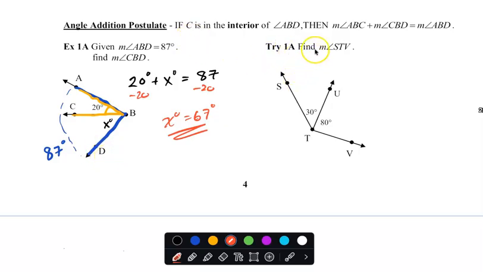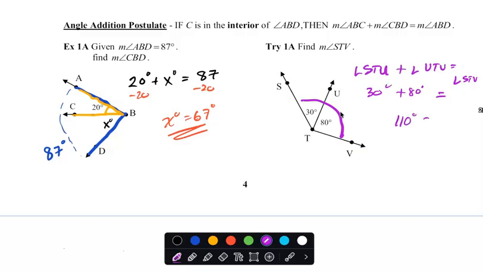Okay, the next one. They want us to find STV. Well, I have this angle and I have this angle, so all I've got to do is add up these two angles. Angle STU plus angle UTV would equal angle STV. And this is 30, that's 80. So my angle is going to be 110.